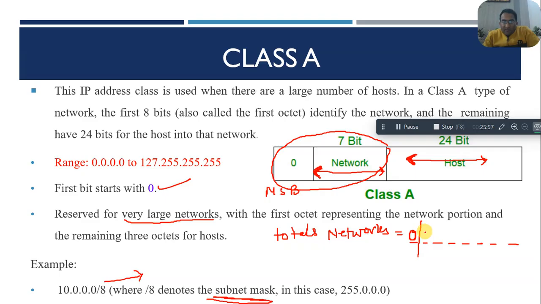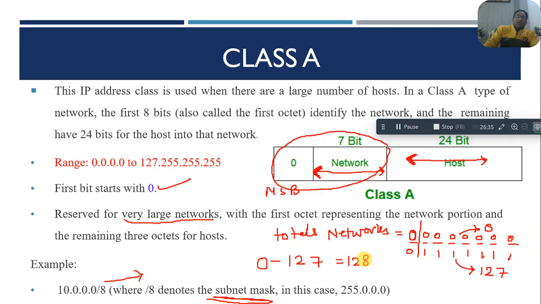These 7 bits can have all zeros, 0 0 0 0 0 0 0, and the last address can have all the values 1 1 1 1 1 1 1. So this is network address 0 and this is network address 127. You are seeing that the total range for the network is from 0 to 127, which equals 128. So there are a total of 128 networks.